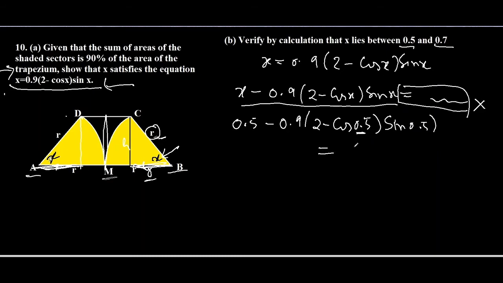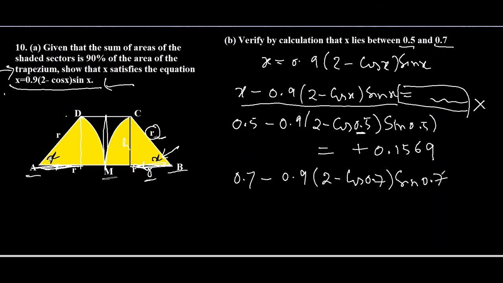And if I use my calculator, I get plus 0.1569. What was 0.7? 0.7 minus 0.9 (2 minus cos 0.7) sin 0.7. Put this in a calculator and you get minus 0.1614. So can you see, one is negative, one is positive. So that means they cross the root which was 0 originally, right? One is more than it, one is less than it. That means our solution lies between 0.5 and 0.7.